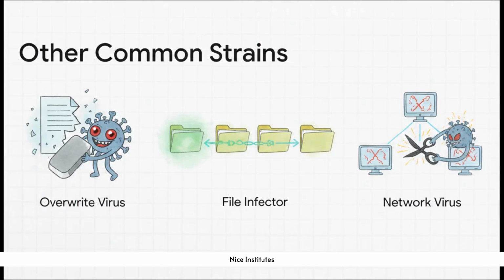The overwrite virus is as nasty as it sounds. It just flat out erases your files. A file infector is a classic spreader that loves to jump from program to program. And the network virus is designed for pure chaos. I mean, think of the famous I Love You worm. It caused something like $10 billion in damages just by shutting down networks all over the world.